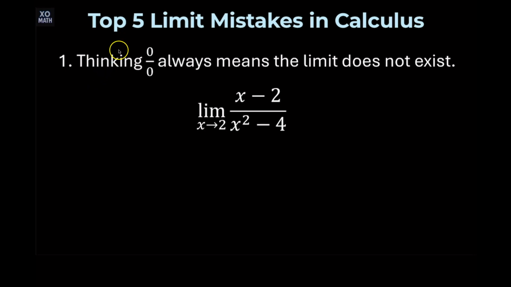Let's talk about what I have found to be students' top 5 limit mistakes in calculus. Number 1, thinking 0 over 0 always means the limit does not exist. If we have a limit where we apply direct substitution like this one, and we end up with 0 over 0, I like to tell students, oh no, that means we need to do more work. And usually that work is algebra.